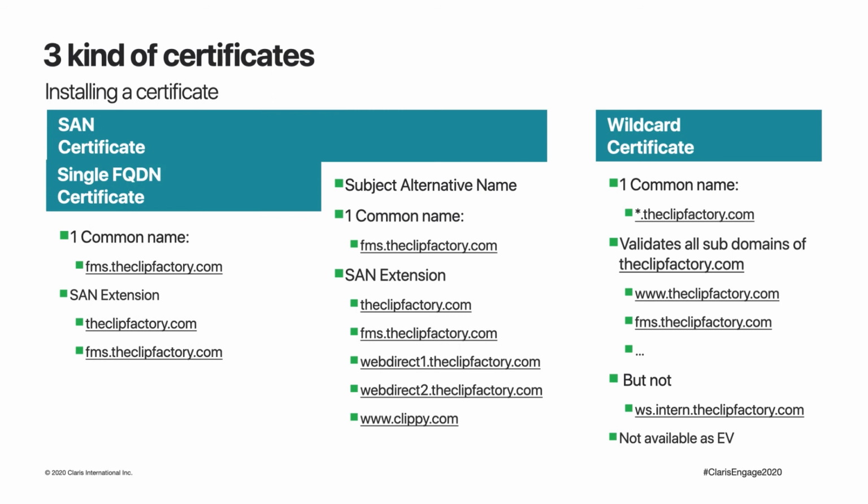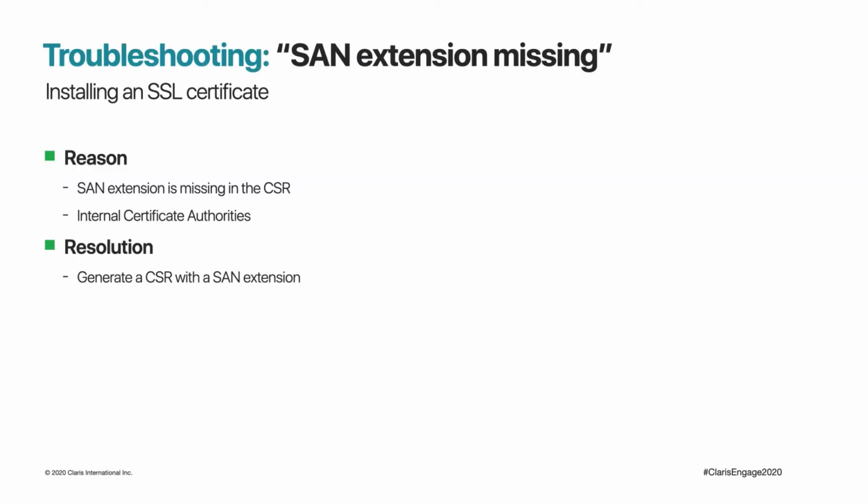We spoke about the three kinds of certificates, but in fact there are only two kinds, because a single domain certificate is in fact also a SAN certificate, having the top level domain and the common name in the extension. So internal certificate authorities often request to have that SAN extension already in the CSR, while the certificate authorities where you buy online do that for you during the buying process.